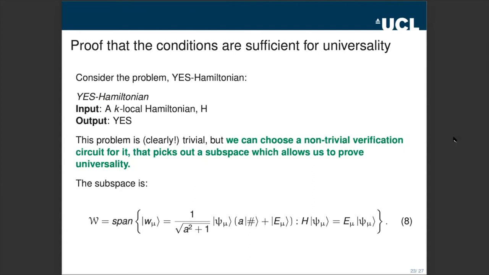And the way we do that is by positing some family of Hamiltonians M which meets the conditions, and showing, using only those conditions, that this family is a universal model. The way we do that is by introducing a problem which we call yes Hamiltonian. So yes Hamiltonian takes as input a k-local Hamiltonian H and outputs yes. And this problem is clearly completely trivial. But we can choose a non-trivial verification circuit for it. And in particular, we can choose a circuit that picks out a subspace which is useful for proving universality. And the subspace is defined by this expression here.